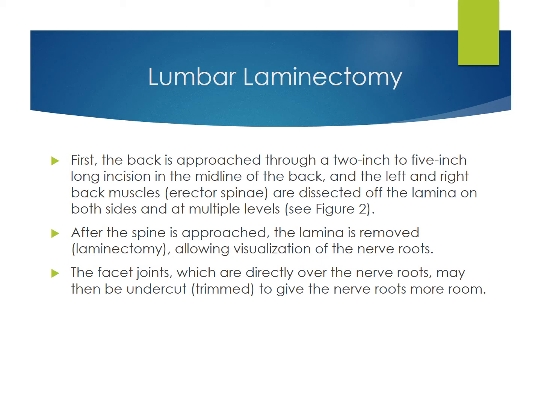Lumbar laminectomy. First, the back is approached through a 2 to 5 inch long incision in the midline of the back, and the left and right back muscles are dissected off the lamina on both sides at multiple levels. After the spine is approached, the lamina is removed, allowing for visualization of the nerve roots. The facet joints, which are directly over the nerve roots, may be undercut to give the nerve roots more room.